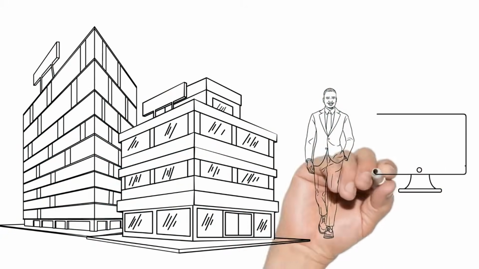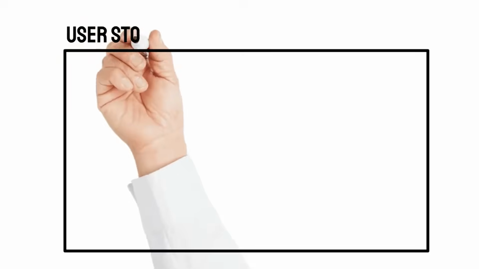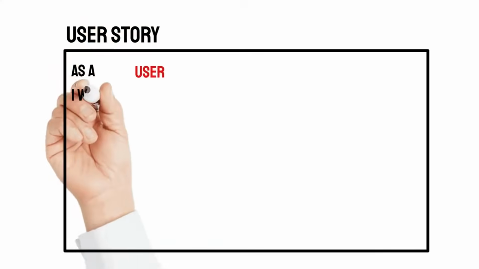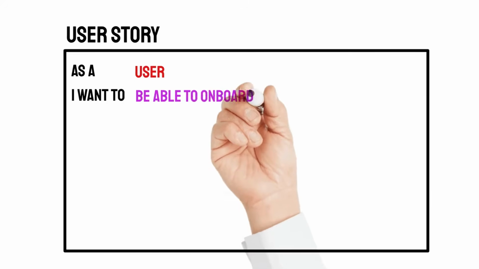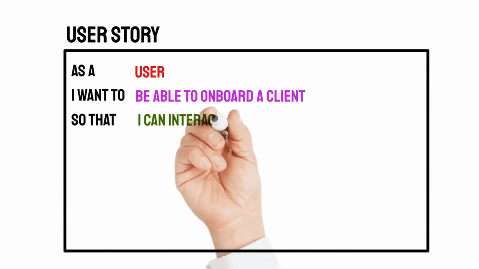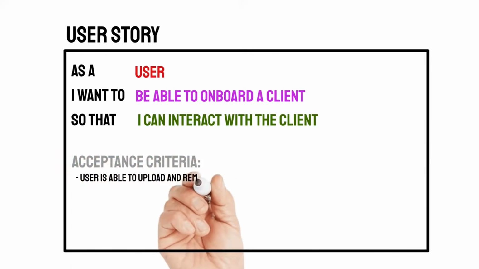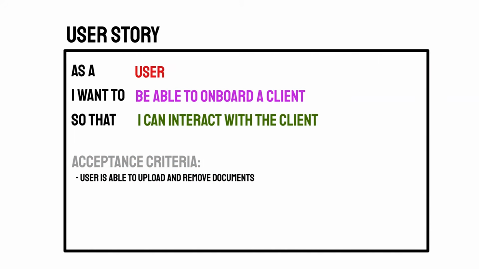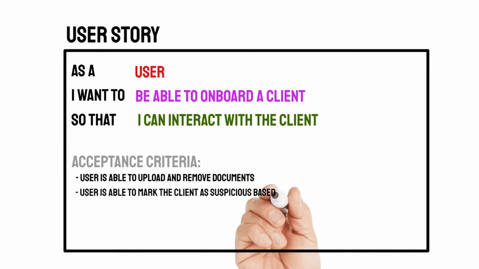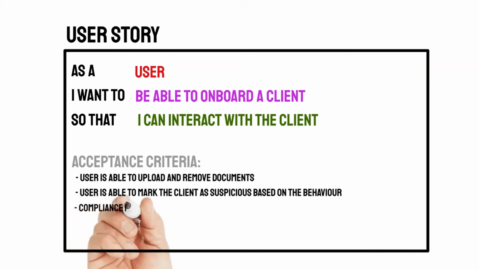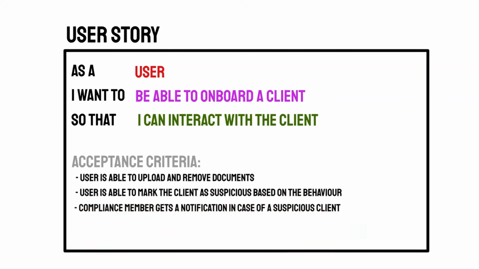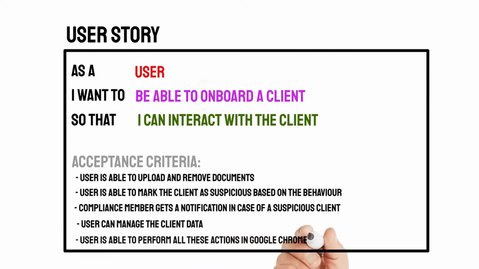Let's say for now you are working in an insurance company, and this insurance company has an application for the front employees. So let's assume the user story is: as a user, I want to be able to onboard a client so that I can interact with the client. And also let's assume we have acceptance criteria for this user story. The first one: the user is able to upload and remove documents. The user is able to mark the client as suspicious based on the behavior. Compliance members get an automated notification in case of a suspicious client. The user can manage client data. And the last acceptance criteria: the user is able to perform all these actions in Google Chrome and Microsoft Edge browser.